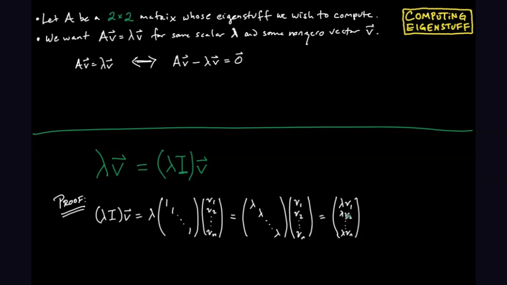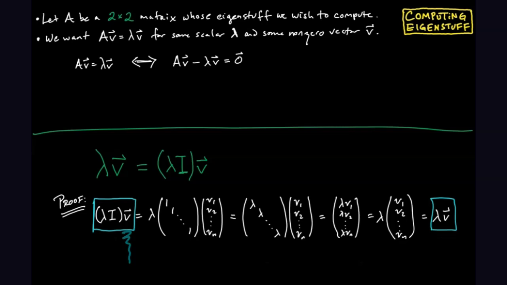But what is this? Of course, each entry has a factor of lambda, so I can pull that scalar out, and lo and behold, we are staring at lambda times v. So we have found that scaling v by lambda is the same thing as multiplying v on the left by the diagonal matrix lambda I. And that makes perfect sense geometrically. Think about the action of lambda I. Think about it as a linear map. All it does is stretch every standard basis vector by a factor of lambda. So of course, what that map does is scale every vector by lambda.